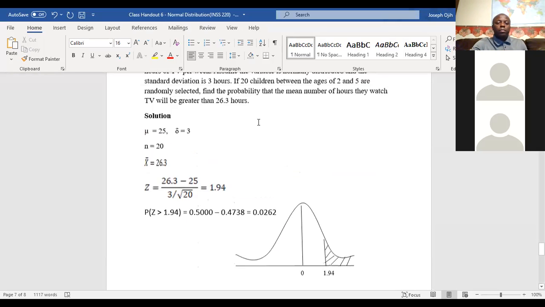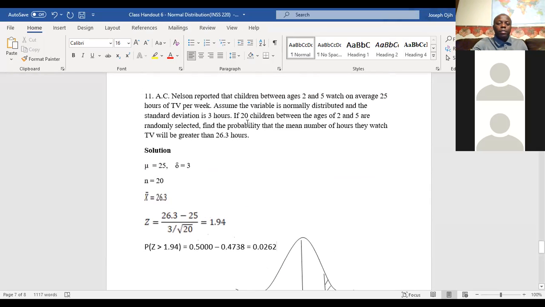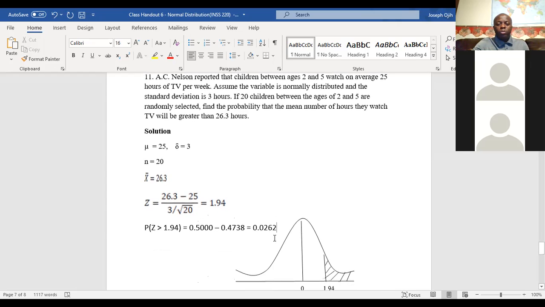So the probability that for this sample of 20 children, the mean number of hours they watch TV exceeds 26.3 hours is 0.0262, which is the same as saying a 2.62% chance.